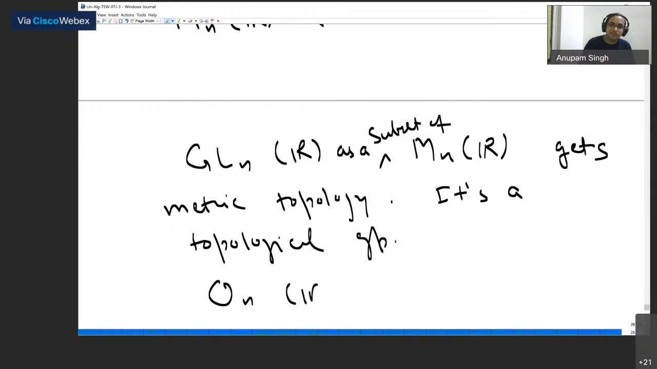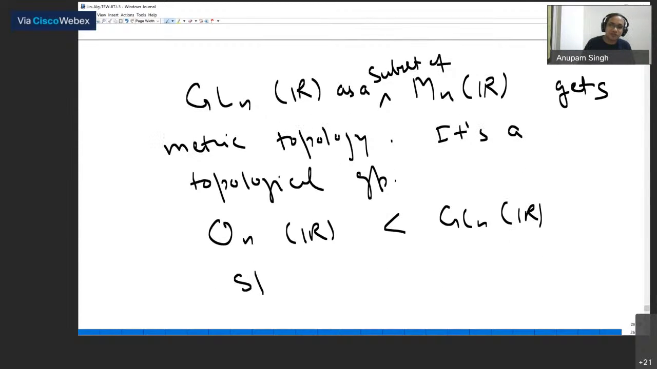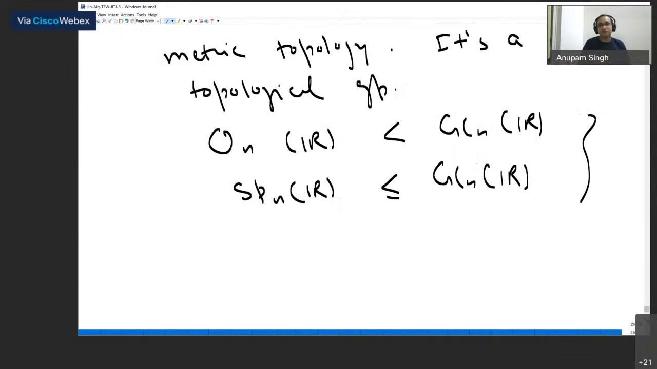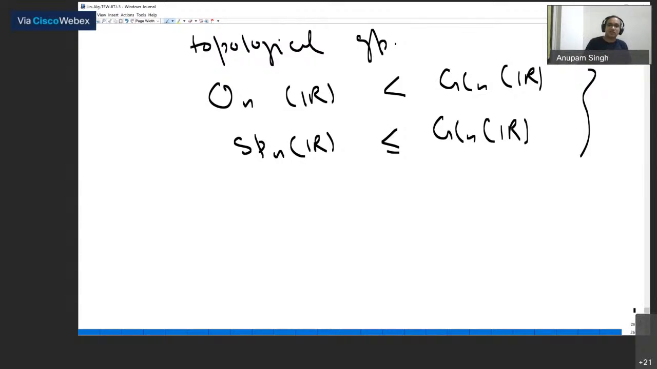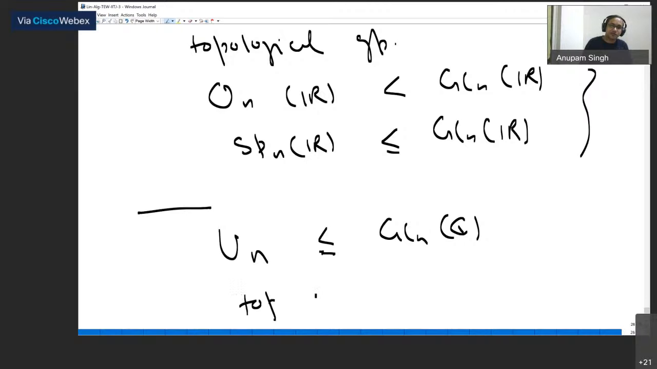ONR is a subgroup of GLNR, so this will also become a topological group. There are many other groups you can define. For example, the symplectic group SPNR is also a subgroup of GLNR, so this will also become a topological group. So you get many examples of topological groups. In fact, these are also examples of Lie groups because there is a differentiability structure and all that. These are also examples of algebraic groups. And similarly, of course, you can think of the unitary group sitting inside GLNC, which will have a metric, so this is also an example of a topological group.